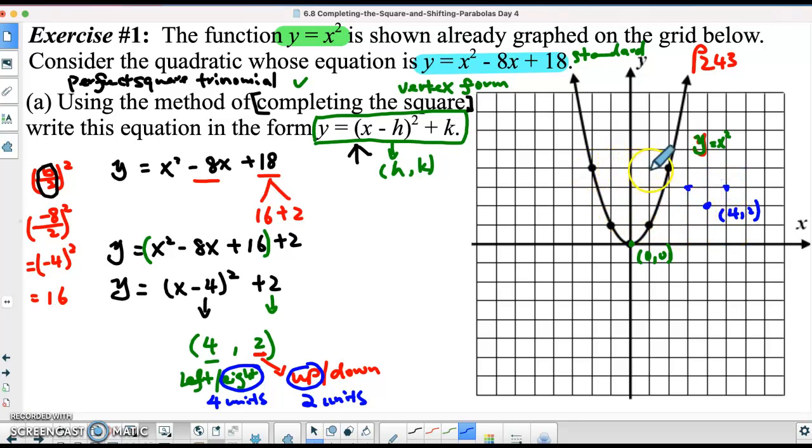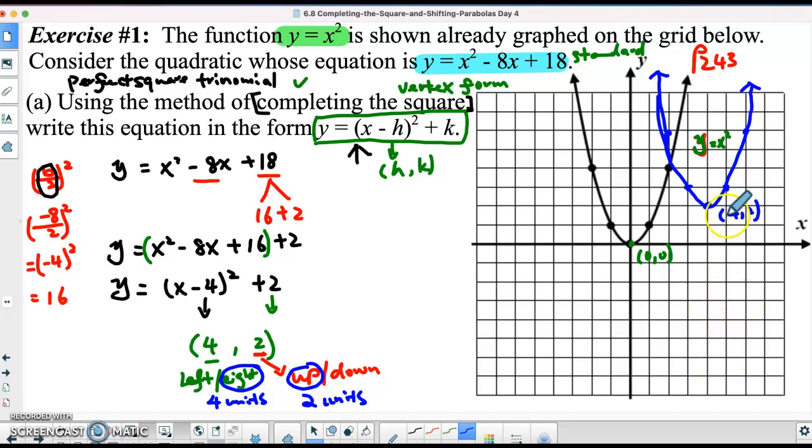One, two, three, four, one, two. One, two, three, four, one, two. So just connect them smoothly. It doesn't have to be perfect, it's okay. And it must be symmetric. I know this is not perfect, but it should be.